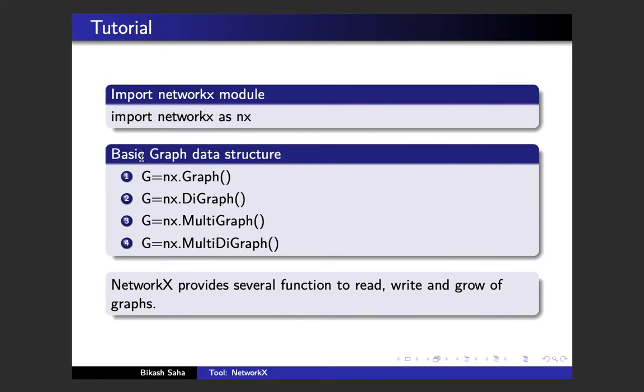So some basic graph data structures are: Graph, it will simply create an empty undirected graph, and DiGraph will create an empty directed graph and store it in the G object. MultiGraph will create a data structure for an empty multigraph, and MultiDiGraph will create the data structure for an empty multi directed graph. These all graphs are empty. NetworkX provides several functions to read, write, and grow the graph.